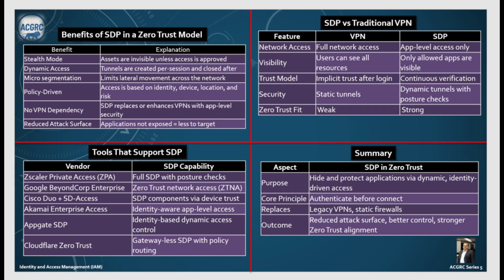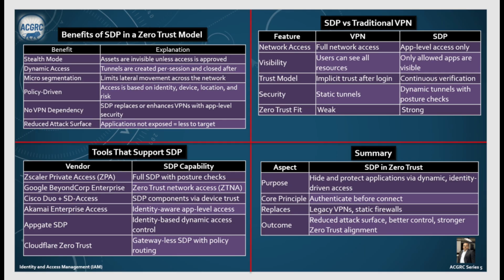From a security perspective, VPN has a static tunnel. With SDP, it's a dynamic tunnel with posture checks. From a zero trust perspective, VPN is considered weak in comparison to SDP. SDP is considered stronger. The tools that support SDP, well, you have quite a few.